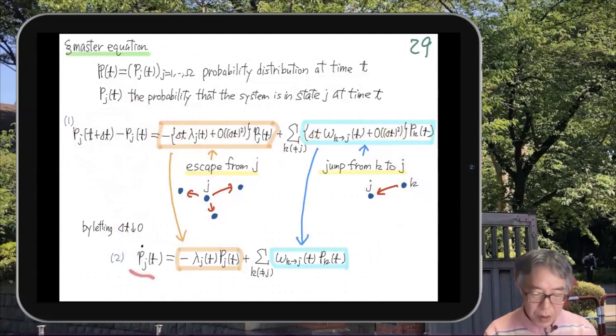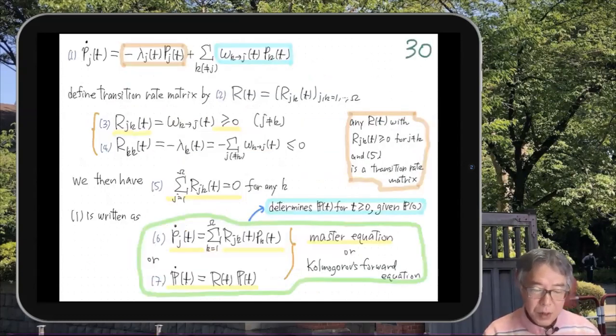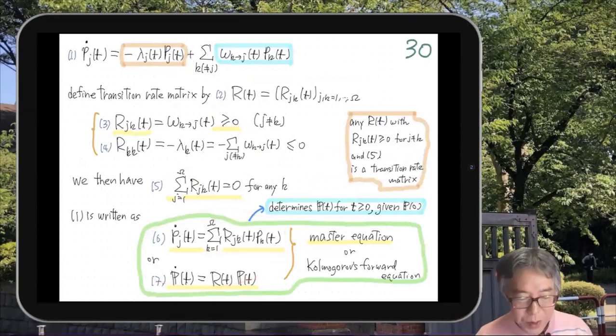Now, I think it's clear. This is p dot, the time derivative of p, and this time derivative consists of two parts. This describes the escape from j to somewhere else, and this describes jumping in from the state k to j. Okay, so this is the master equation, but I want to rewrite this by using something called a transition rate matrix. This is actually exactly the same thing, simply rewritten, and it could be tedious, but I think it's clearer to discuss this different notation to describe essentially the same thing.